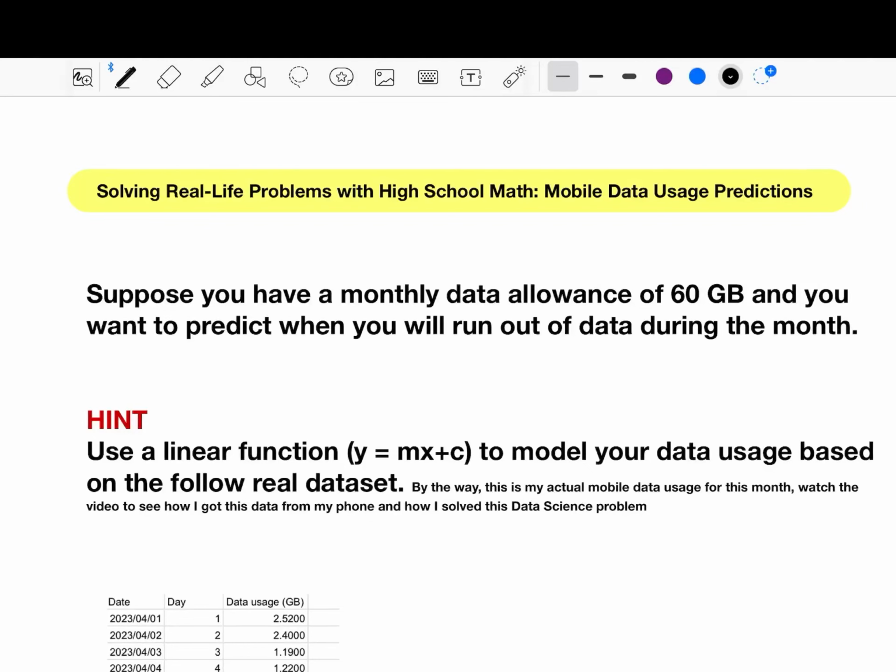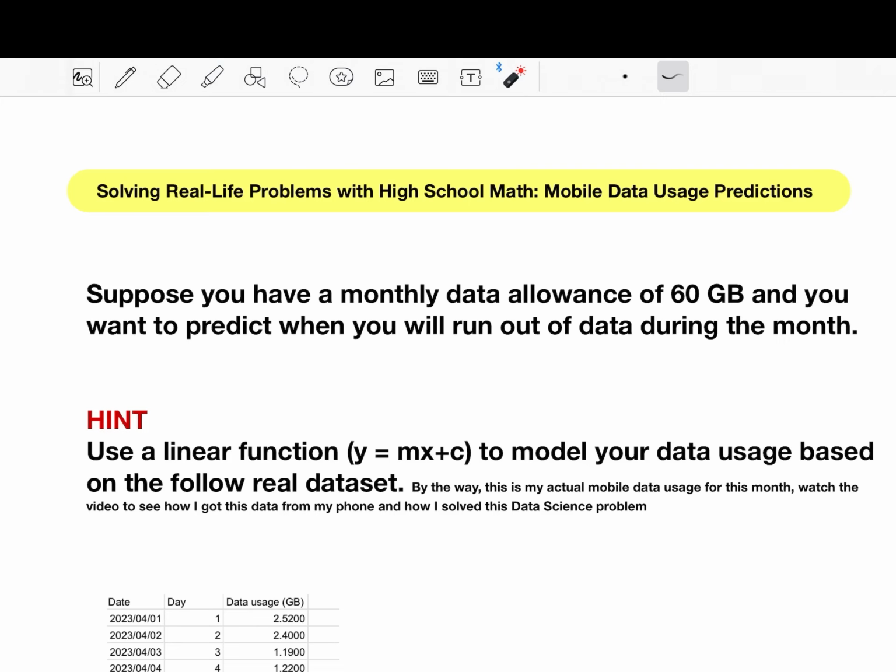For this video, I'll be showing you how to use simple linear functions that you know from high school to solve a data science problem. Hi, my name is Percival Pagati. I'm a data scientist, and for this video, I'll be solving a real life problem just using high school maths.